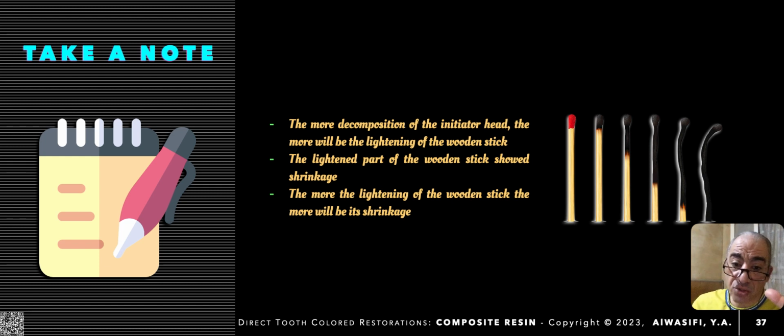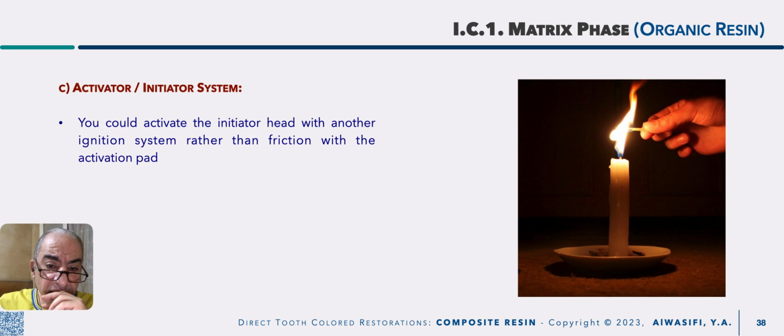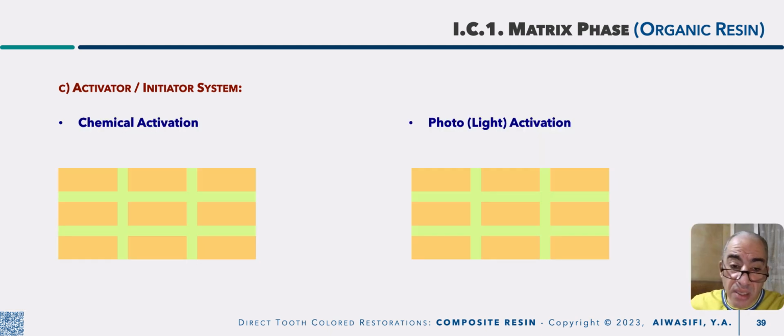Okay, but actually, as long as you get maximum shrinkage, that means that you get maximum conversion, you mean that your polymerization reaction goes forward to the end, okay, and you will get a material with maximum properties. Okay, also the activator could be by any other means rather than the activation system of the matchbox. It may be you may burn or lighten your match from another source, or another hot source. The same for our composite, it is either chemically activated or photo-light activated.